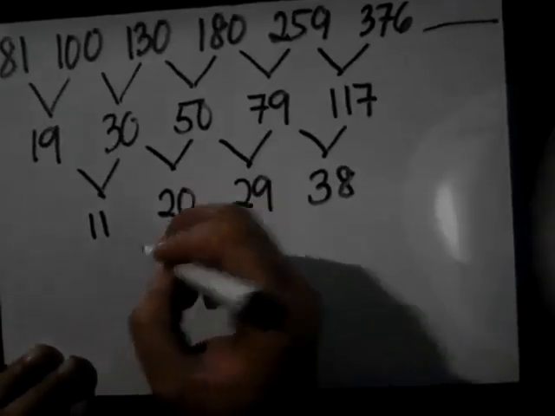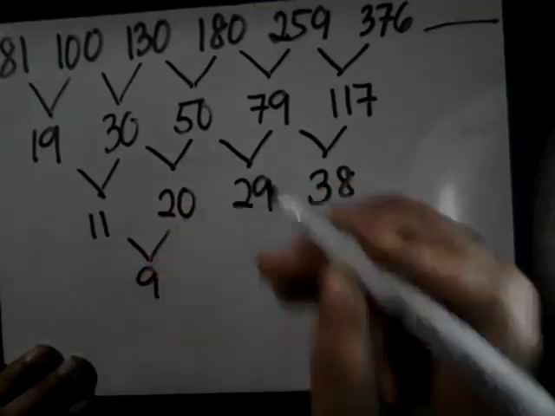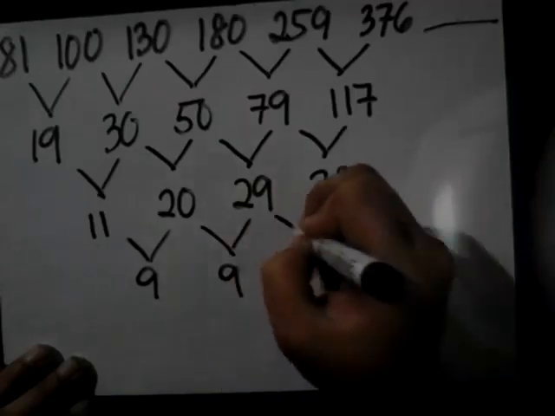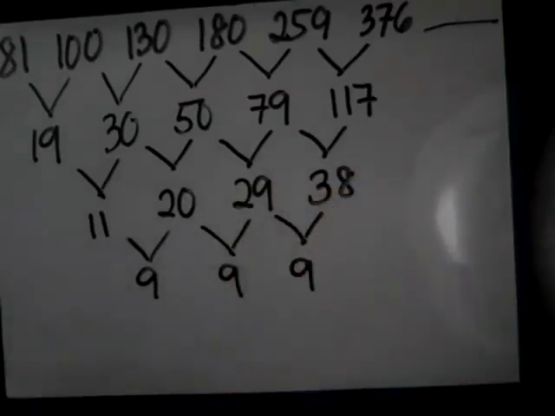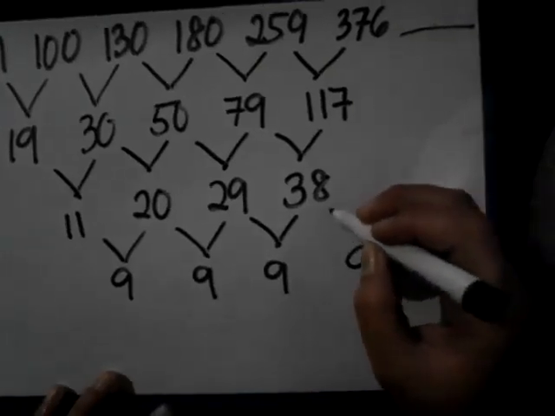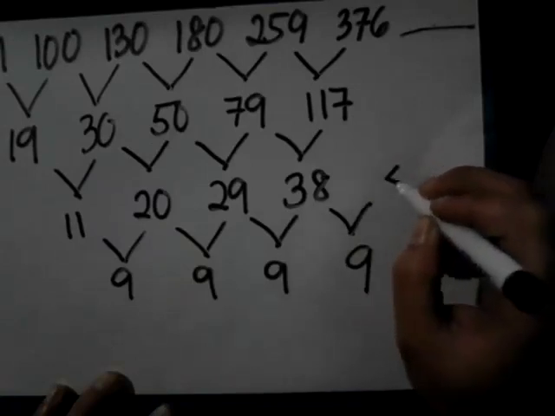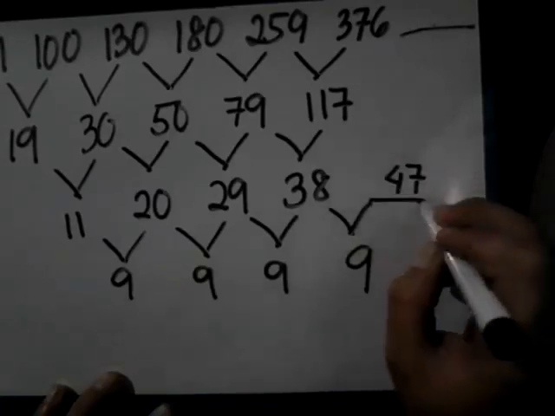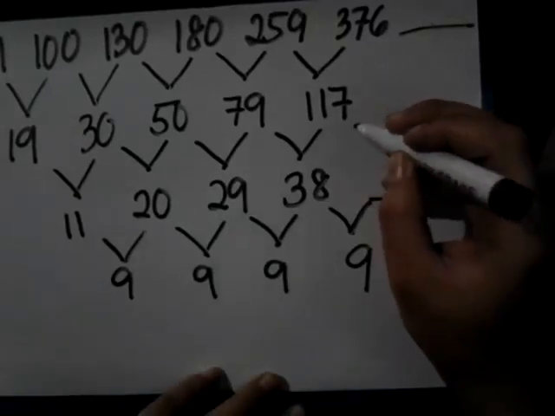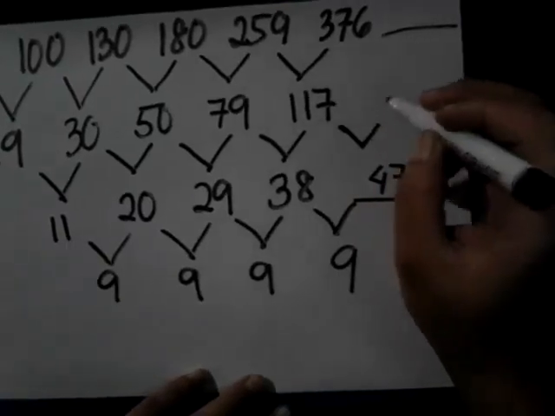20 minus 11, the answer is 9. 29 minus 20, the answer is 9. And 38 minus 29, the answer is 9. Since the numbers are all equal and we also have the pattern, let us determine the second differences. So we're going to add 9 here. So 38 plus 9 is equal to 47. So 117 plus 47, the answer is 164.